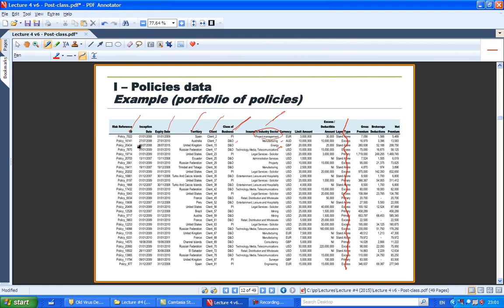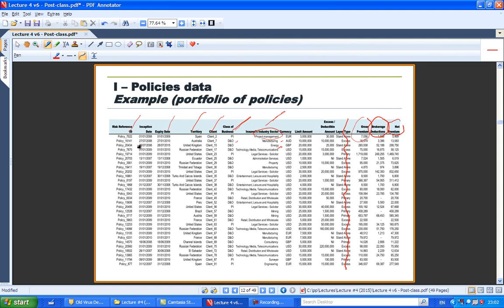And then of course the premium that you've charged, the amount that you are deducting for brokerage. So this information tells you that this data comes from a broker, and the net premium is simply the gross premium charged to the client minus the amount that the broker has kept for itself.